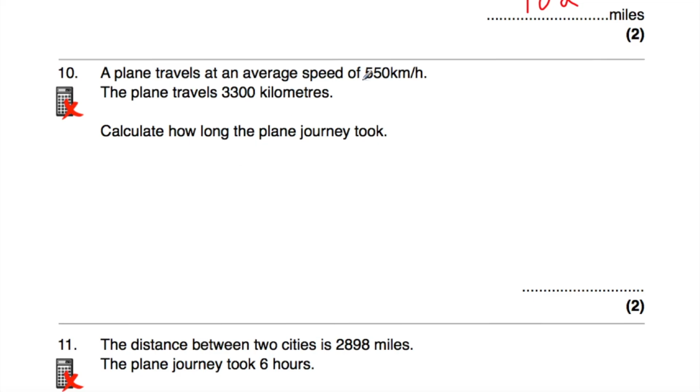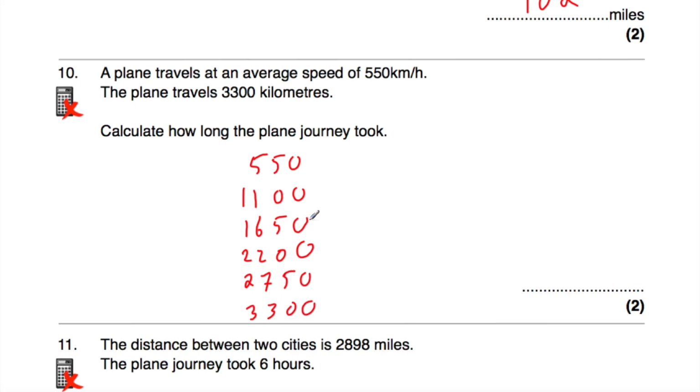So let's do that. In 1 hour it'll fly 550 kilometers. In 2 hours, 1,100. In 3 hours, 1,650. In 4 hours, 2,200. In 5 hours, 2,750, and then in 6 hours, 3,300 kilometers. So it'll take the plane 1, 2, 3, 4, 5, 6 hours. So the plane journey took 6 hours, and that's it.